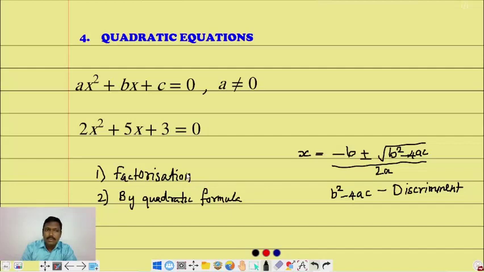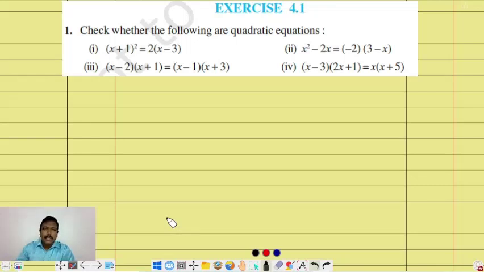Okay children, so let us move to the exercise questions. See here, exercise 4.1. First question: check whether the following are quadratic equations. First question, x plus 1 the whole square is equal to 2 into x minus 3. We have to check whether this forms a quadratic equation or not. So first we have to expand it.